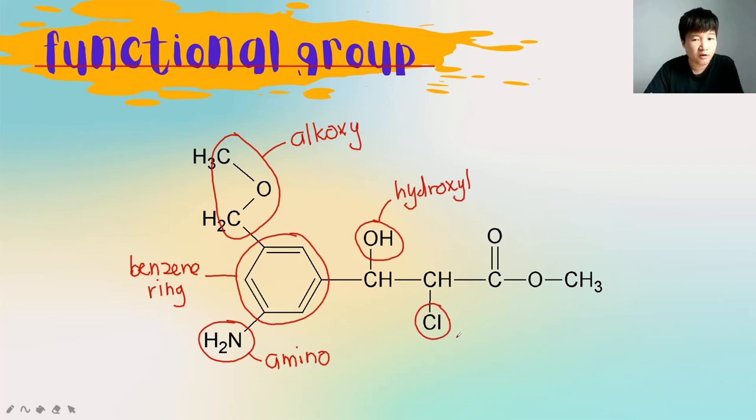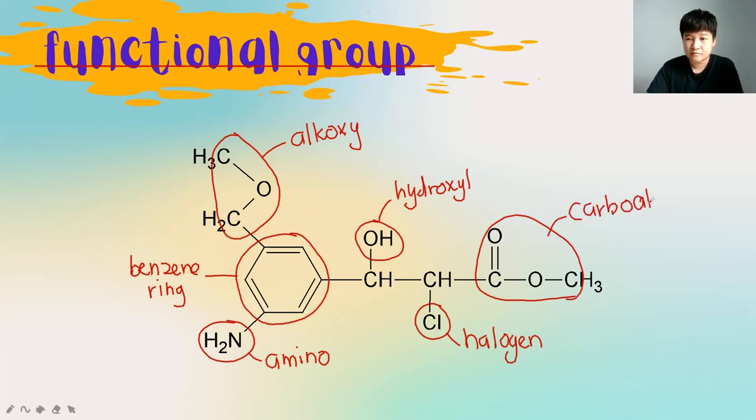We don't label chlorine, guys. That is your halogen functional group. Okay, last but not least, you have your C double bond O, bonded to O, bonded to C. And that will be your carboalkoxy. Only one thing, guys, no spelling error. Do not do any spelling error. Make sure you memorize the name correctly with the correct spelling.